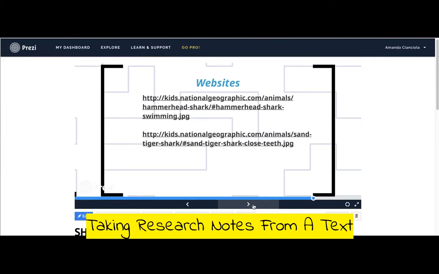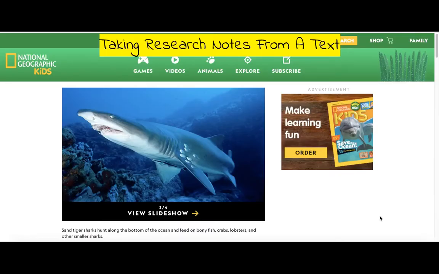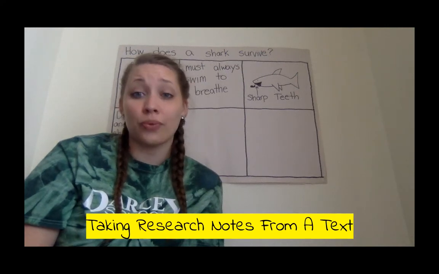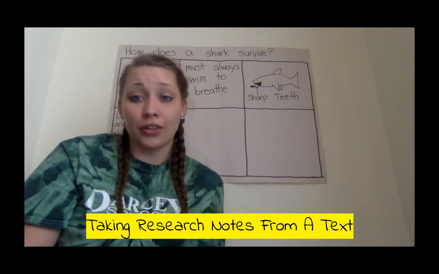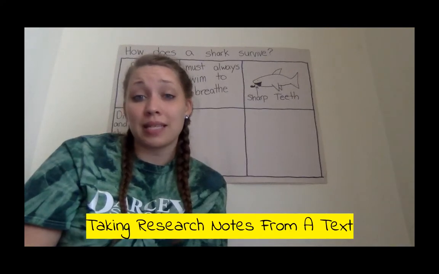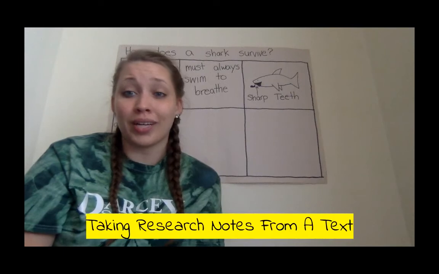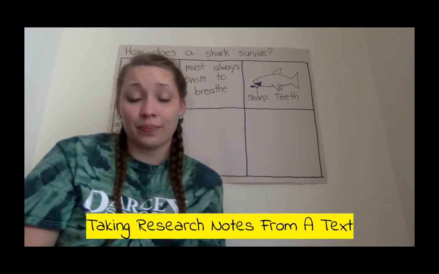Here are the 2 websites that provide text for us to explore. I am going to click on the second one. Sand tiger sharks hunt along the bottom of the ocean and feed on bony fish, crabs, lobsters, and other smaller sharks. I just read that sand tiger sharks hunt bony fish, crabs, lobsters, and other small sharks, which is something that helps them survive because that's their food. For this fact, I'm going to record it as a picture with a label.